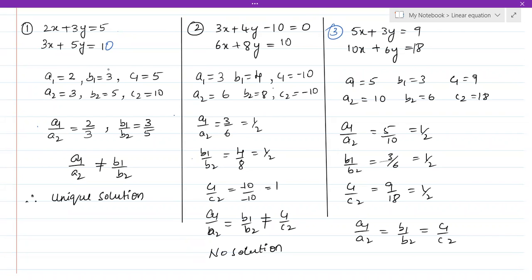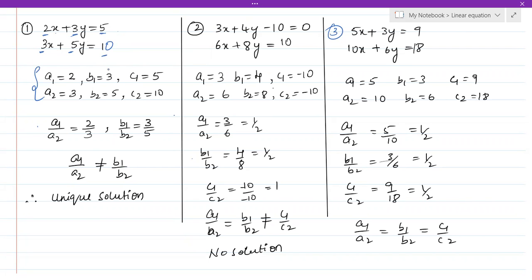A1 is the coefficient of x in the first equation, b1 is the coefficient of y in the first equation. The x coefficient is 2, that is a1, the y coefficient is 3, that is b1. The number without any variables is known as c1. Similarly, in the second equation, these will be our a2, b2, c2. That's what we have written here: a1, a2, b1, b2, c1, c2.